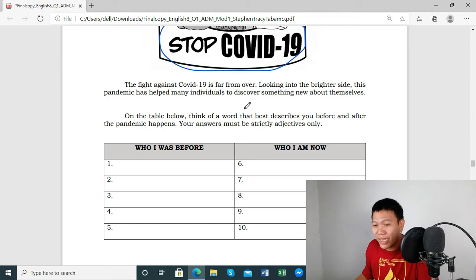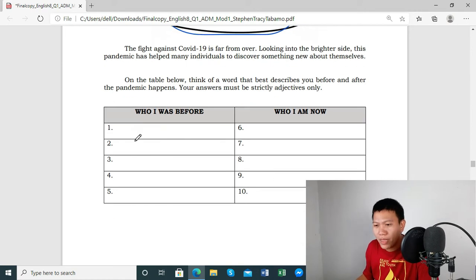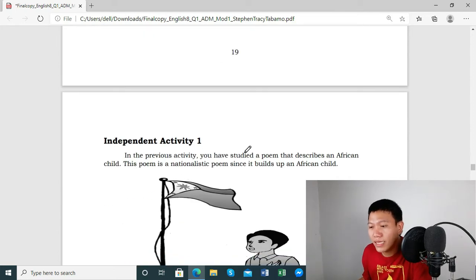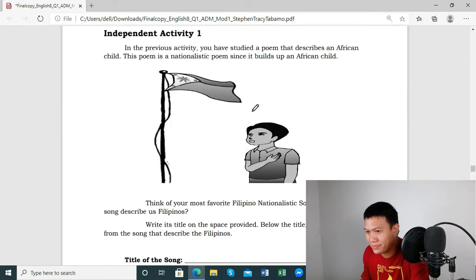So, pwede mo lagay dito, who I was before. I do not know how to dance. Who I am now. I am a good dancer. And many more. Kompletuhin mo siya. Ano pa yung mga na-discover mong talents? Cooking, singing, and so on. Clear? Okay. Next. Independent activity number 1.